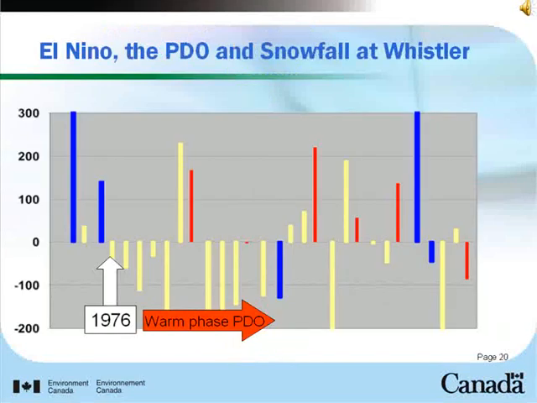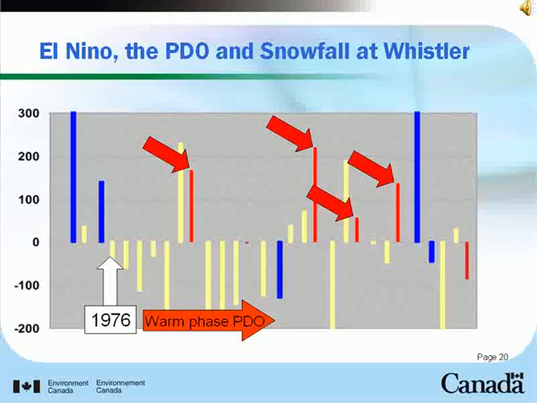In the warm phase PDO period from 1976 until today, annual snowfalls during El Niño, La Niña, and neutral years show no discernible pattern at the Roundhouse. In fact, during the last El Niño, Intrawest Resorts promoted the idea that El Niño causes more snow at Whistler. They may be right, but they didn't specify at what elevation.